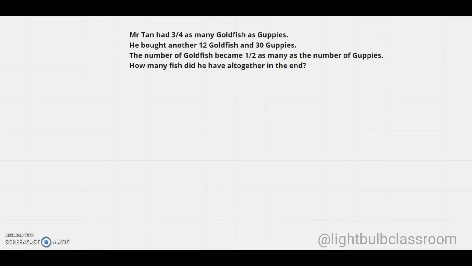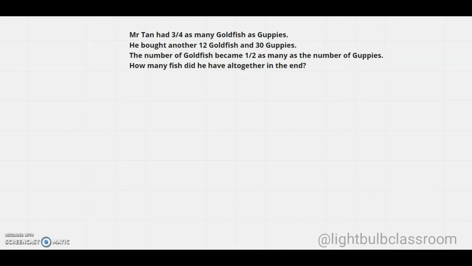Mr. Tan had 3/4 as many goldfish as guppies. He bought another 12 goldfish and 30 guppies. The number of goldfish became 1/2 as many as the number of guppies. How many fish did he have altogether in the end?